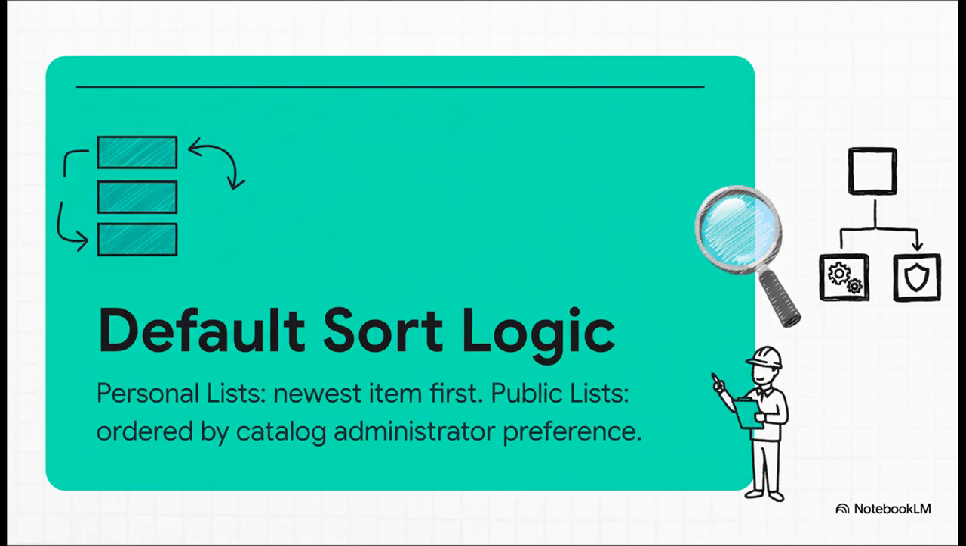Oh, and it's good to know how things are sorted by default. So for your personal lists, the newest stuff you've added is always going to be right at the top. For public lists, that order is actually set by our catalog admin, which keeps things consistent for everyone.